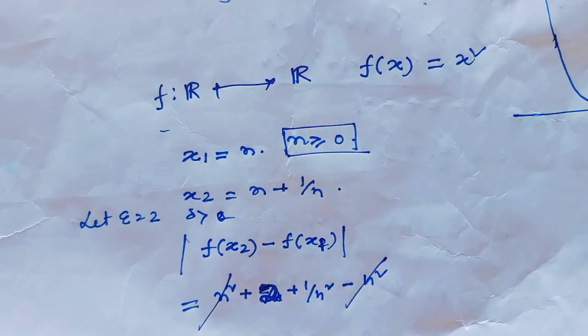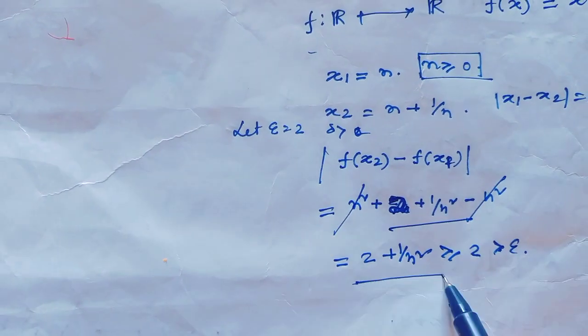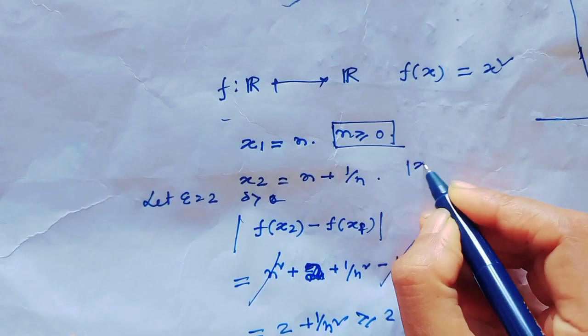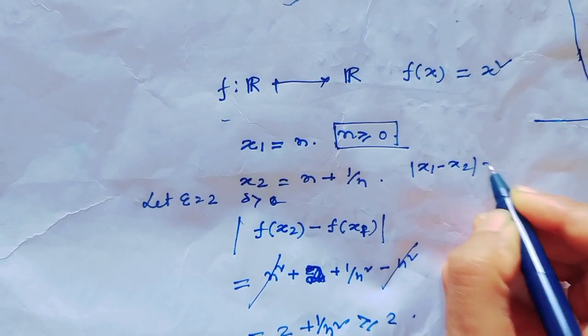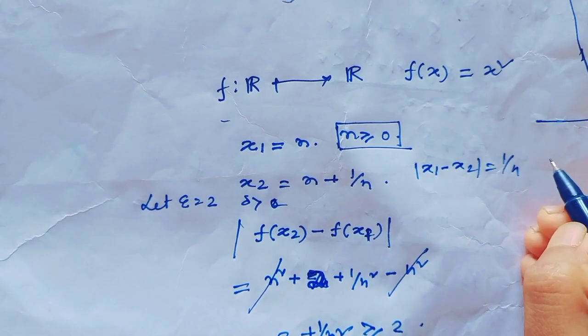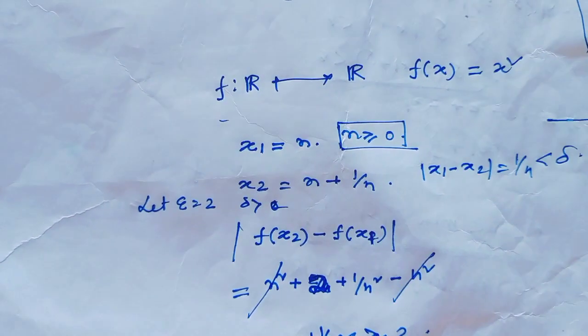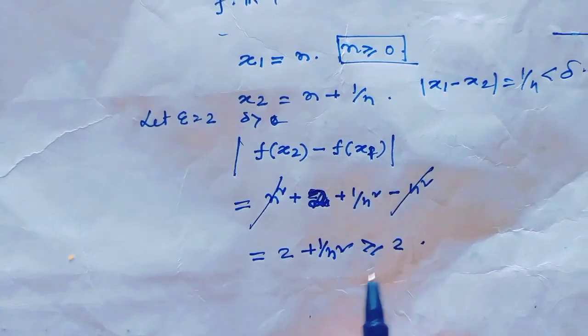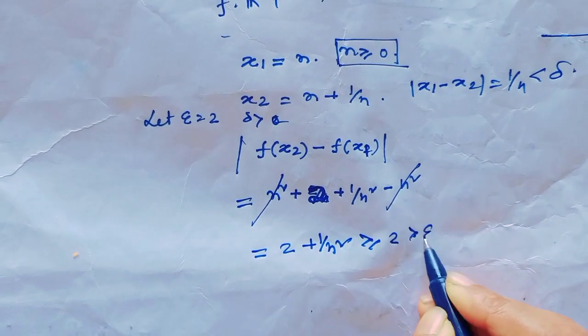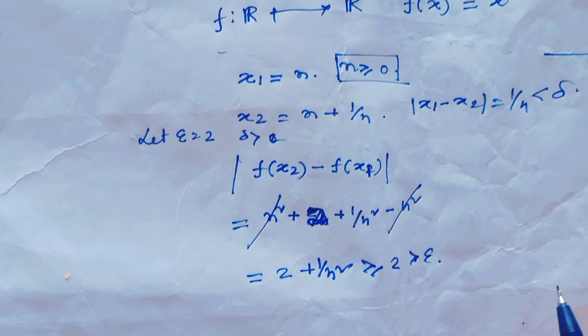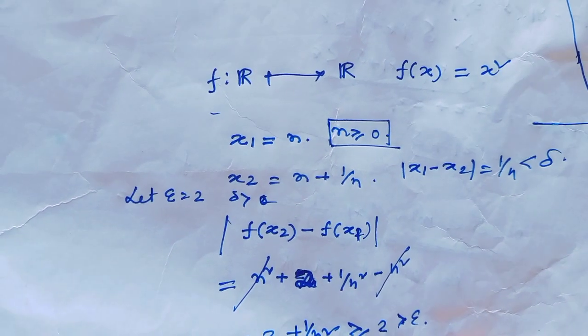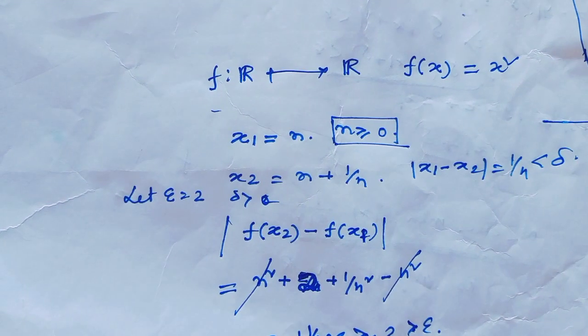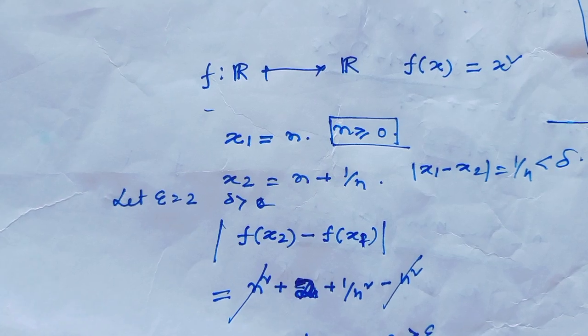Now cancel this part. This value would be 2 plus 1 over n square. Notice here |x1 minus x2| equals 1 over n, which is less than delta, but |f(x1) minus f(x2)| is greater than epsilon. So this function is not uniformly continuous, we can tell by sequentially. Okay? Have you understood?